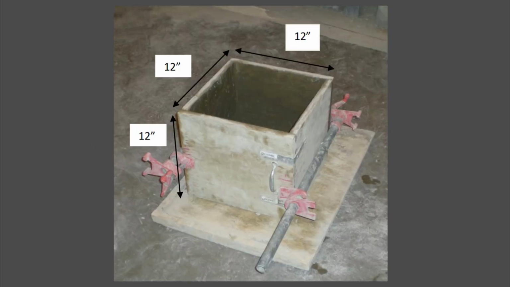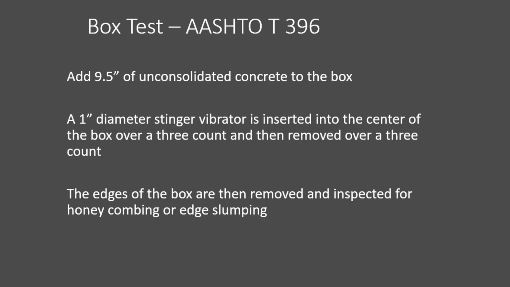So we came up with a test in my lab called the box test. It is a 12-inch by 12-inch by 12-inch box. It has an open top, it has an open bottom, and it's held together by these crazy expensive, not really, like $30 maybe, pipe clamps on the side, to the left, to the right, that temporarily hold that box together. This is now an official AASHTO test method. Thank you, AASHTO, for doing that.